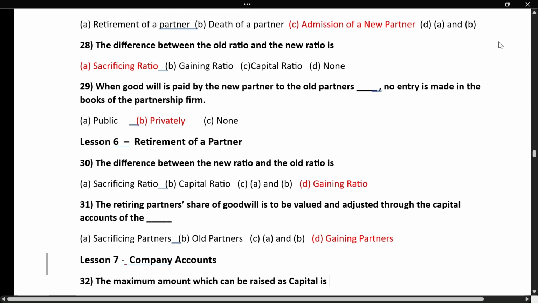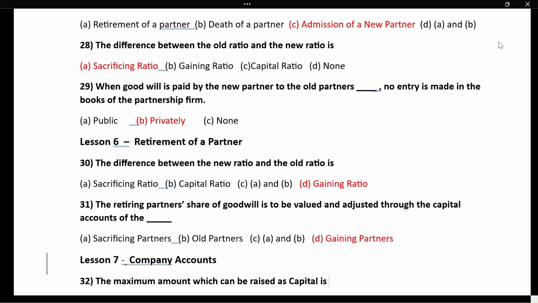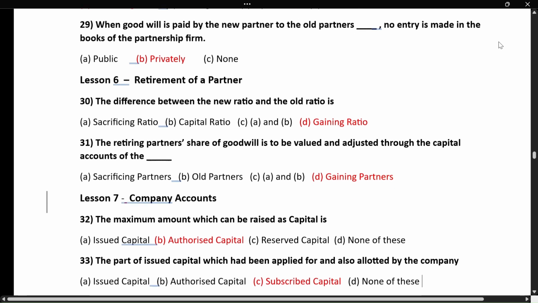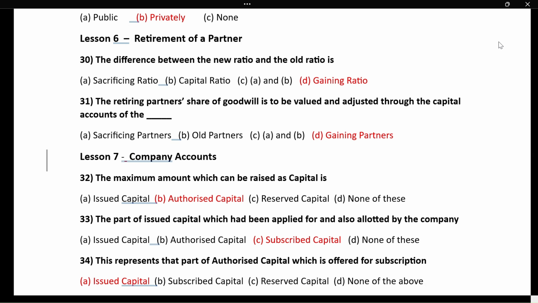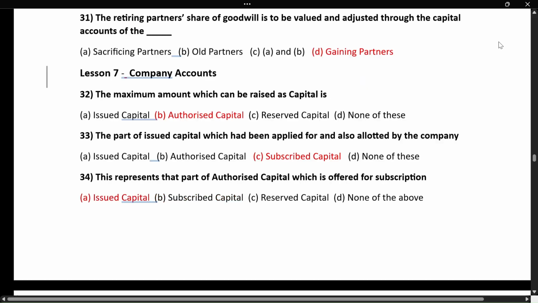When goodwill is paid by the new partner to the old partners privately, then no entry is made in the books of the partnership firm. Next, retirement of a partner. The difference between the new ratio and old ratio is the gaining ratio. The retiring partner's share of goodwill is to be valued and adjusted through the capital accounts of the gaining partners.